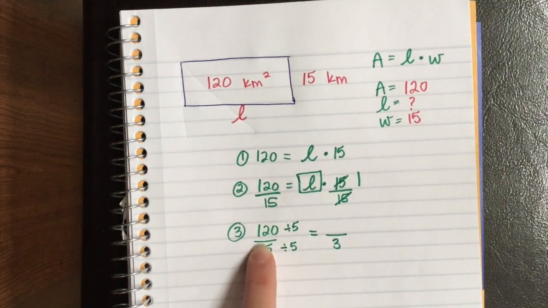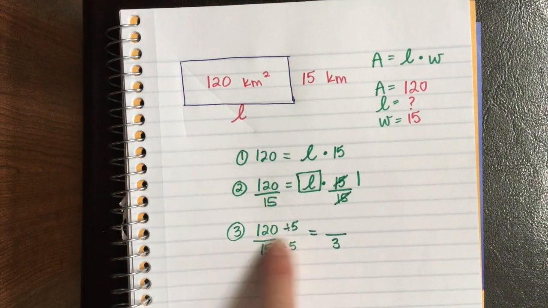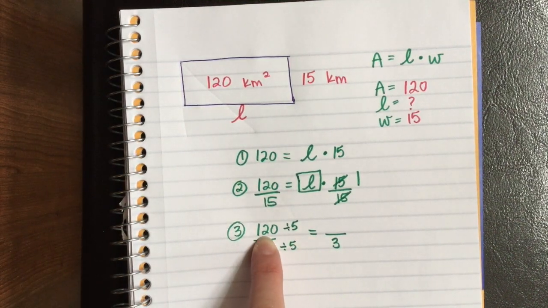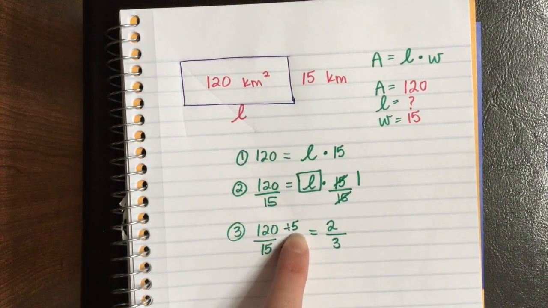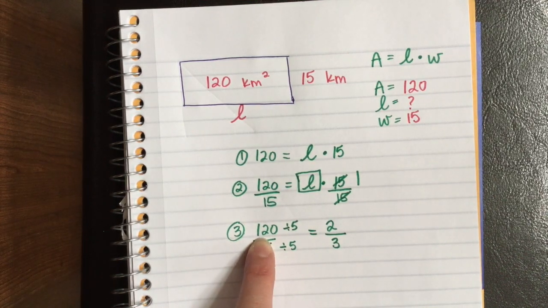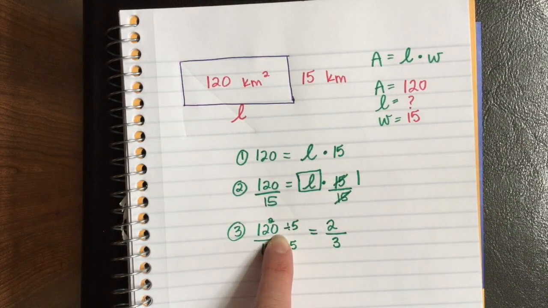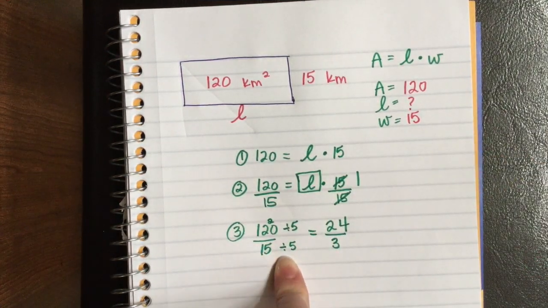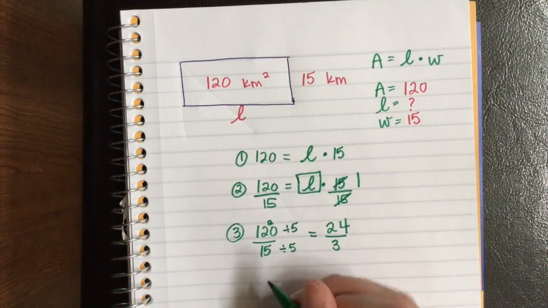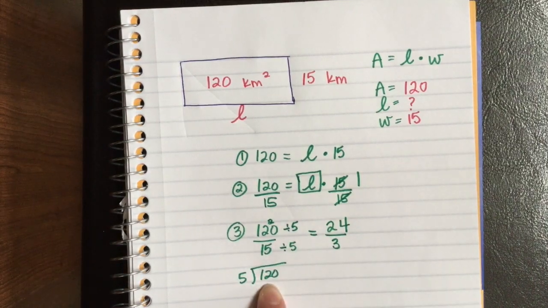And now, 5 can go into 120 how many times? 5 can't go into 1, 5 can go into 12, and it can go into 12 2 times. So 5 times 2 gives us 10. So we would have 2 left over, and 5 can go into 20 4 times. If you don't like to use this method, you can set it up to do the long division by putting your 120 in the house and having the 5 outside and solving that way.